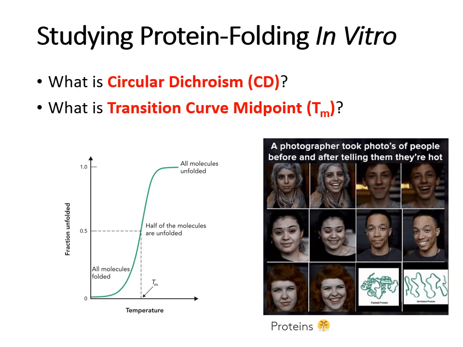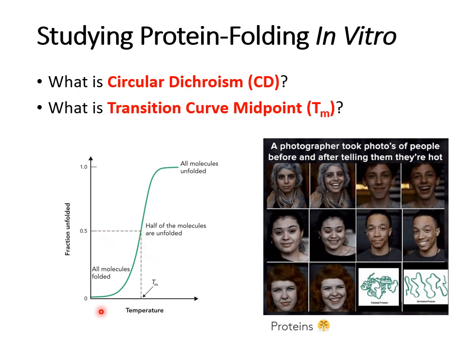Then we have what's called a transition curve and a transition curve midpoint. So that's what we show over here. And basically, this is a curve that helps demonstrate the amount of unfolded versus folded protein. And so what you notice is the transition curve midpoint, or T subscript M, which is over here, is going to be the temperature at which half, or 50%, of the proteins in a protein sample are fully folded and 50% are fully unfolded. Okay, so half of the molecules are unfolded, half are folded.